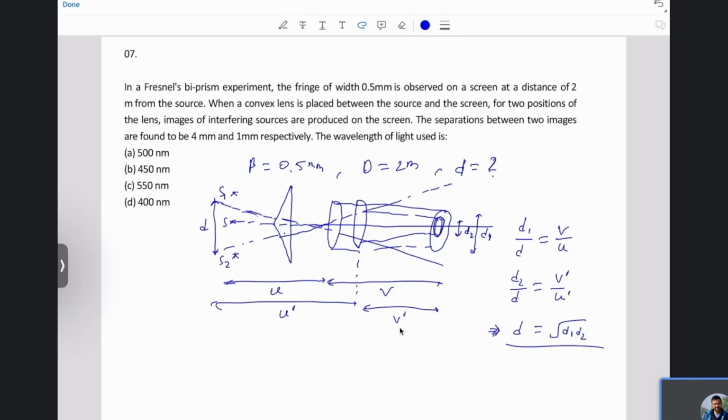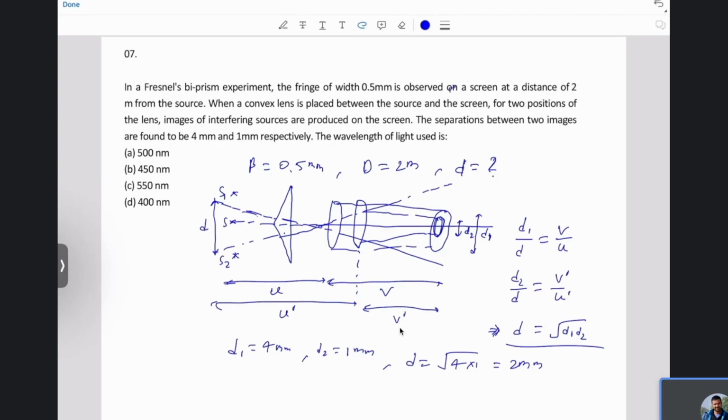So you have the distance between the two sources as the square root of the separation between the two images formed on the screen, which is d1 and d2. So here d1 is given as 4 mm, and d2 is given as 1 mm. So from here you can find the separation between the virtual sources, which will be just 2 mm, correct?